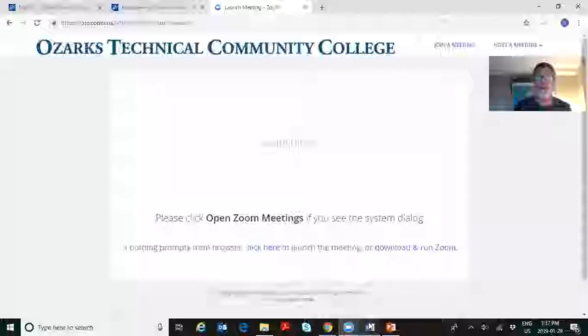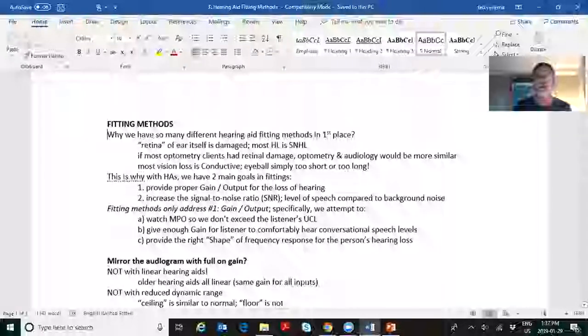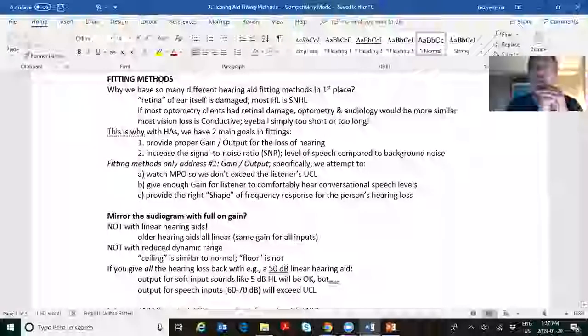So basically, fitting methods, where did they come from? Why do they exist? How are hearing aids prescribed? Who did this? What's it based on? So let's look, I'll share screen, and we'll look at some notes on early fitting methods as they evolved. Now think about this carefully. Why do we have so many fitting methods in the first place? How come we got so many of the darn things?